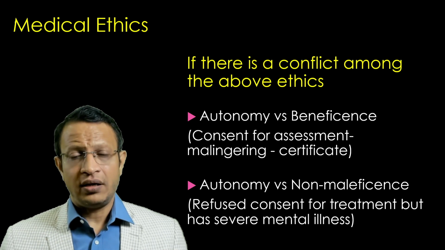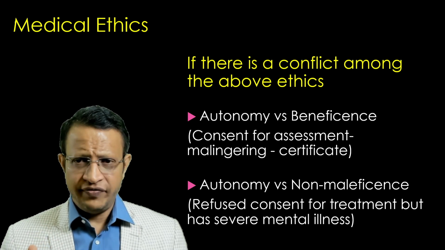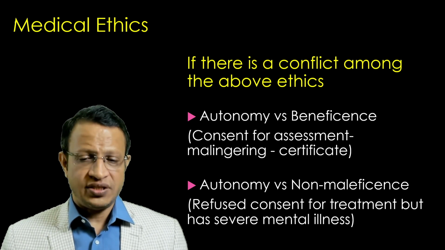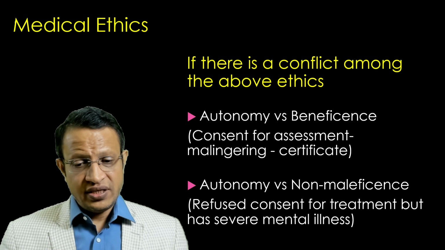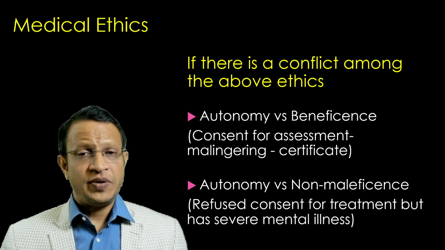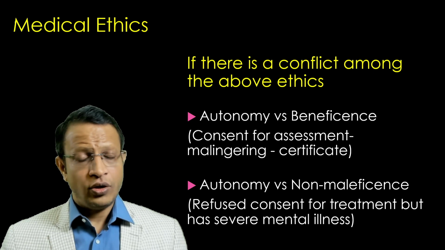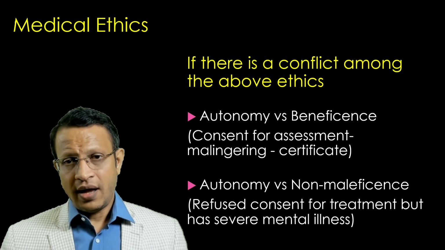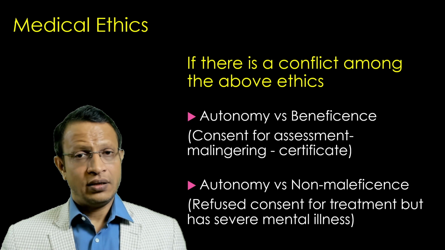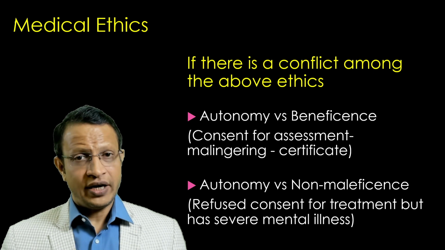Let's discuss if there is a conflict between the above ethics. We've talked about 4 ethics: autonomy, beneficence, non-maleficence, and justice. If there is a conflict between the 2, autonomy and beneficence, imagine you have to do an assessment, especially because of the court order. Unfortunately, the patient is malingering, and your assessment clearly says that he is malingering and he wants to evade the punishment. Here, whether I should act for the benefit of the patient or else for the benefit of the public at large, your certificate will decide.